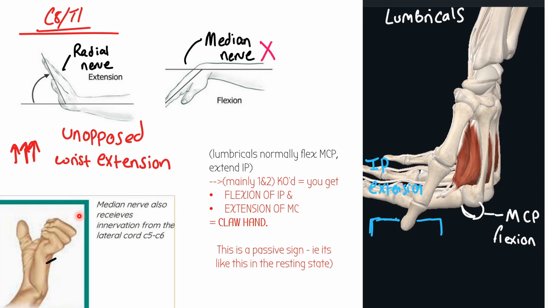This is what this gives you. So if you imagine here, your first bit is your MCP, that gives you the straight bit, and then the tips of your fingers are curled inwards, and that's because your IP joints are flexed. So this is the main symptom of Klumpke's palsy, this median claw hand. But it's important to note that the median nerve also receives innervation from the lateral cord, which is the C5, C6 cord as well.